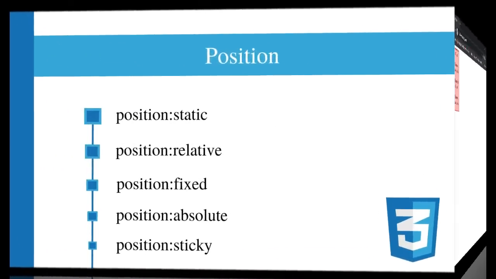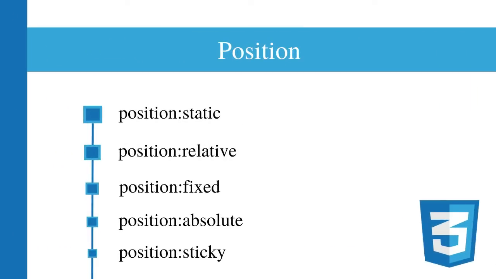Next property is position. The position property specifies the type of positioning method used for an element. There are 5 different position values in CSS. First is static, second is relative, third is fixed, fourth is absolute and fifth is sticky.